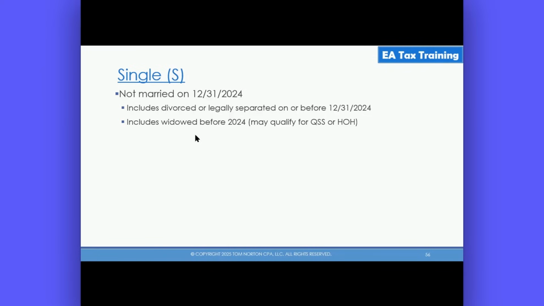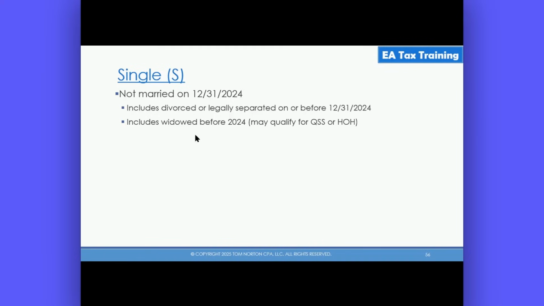Single also includes if you were widowed before 2024. If you were widowed during 2024, then you are considered married for 2024. But if you were widowed before 2024, then you are considered not married during 2024.